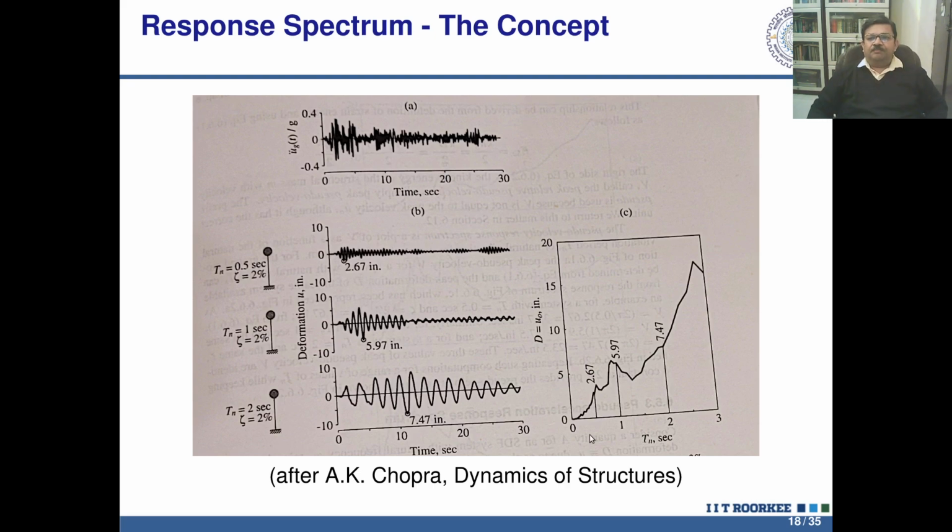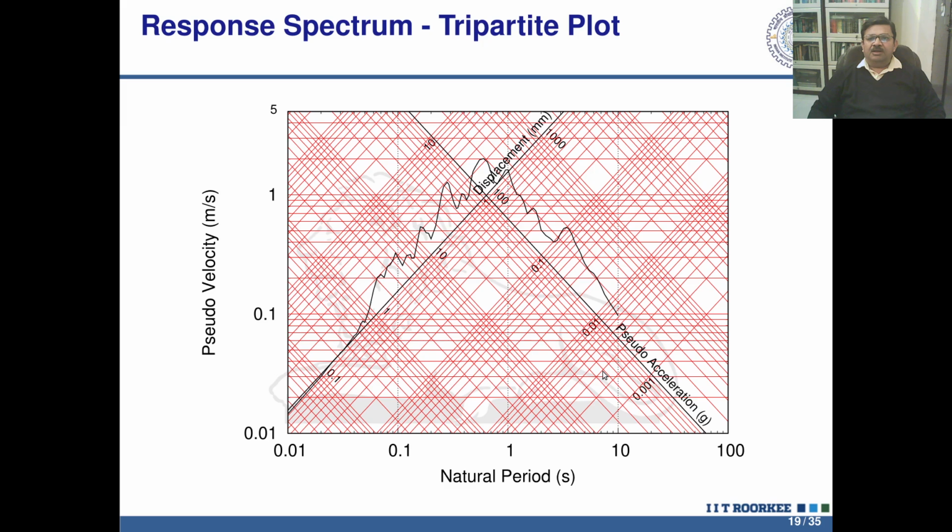Okay, so by plotting this maximum response, we get the response spectrum. In this case, it is a displacement response spectrum. And if we plot these values on this tripartite plot, we get a special graph paper with four axes.